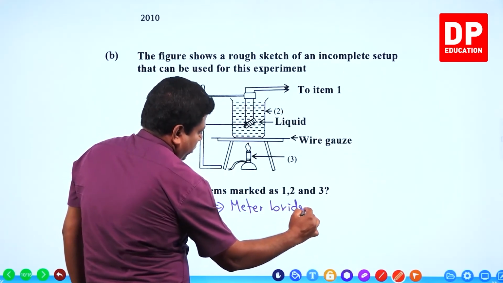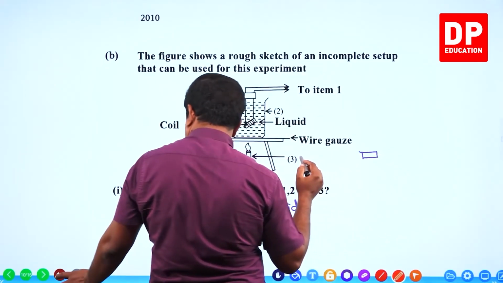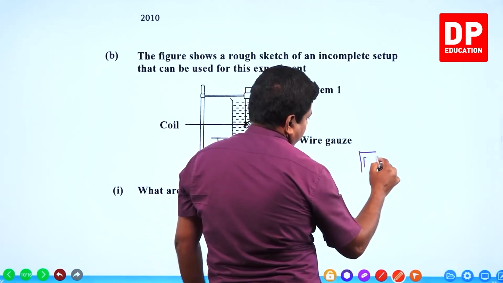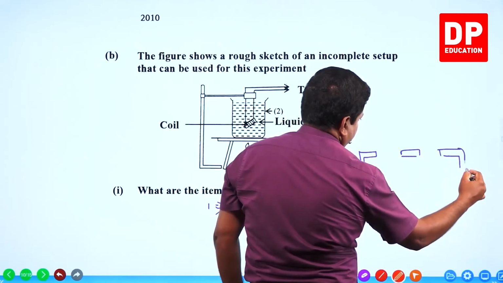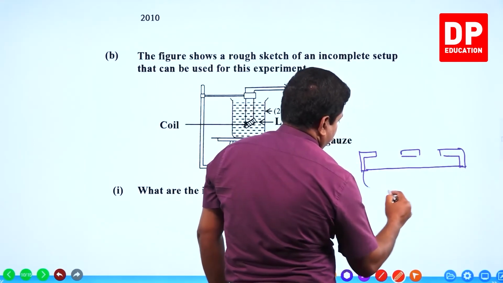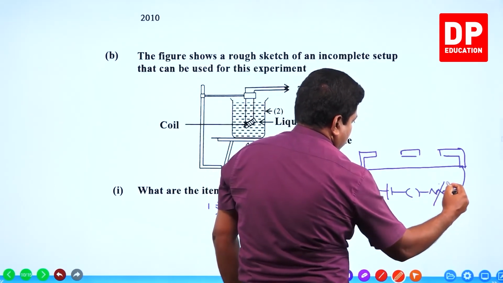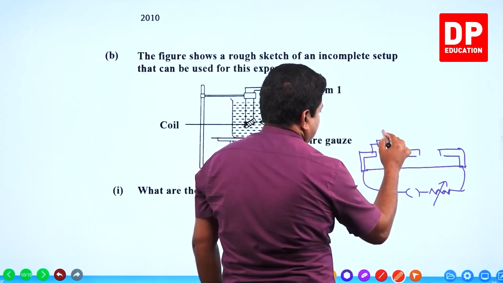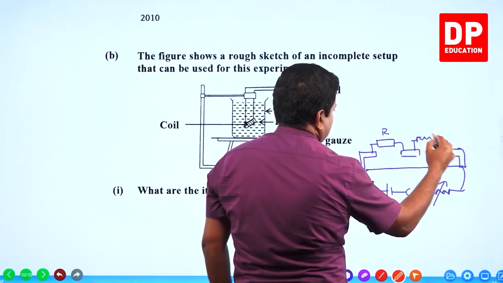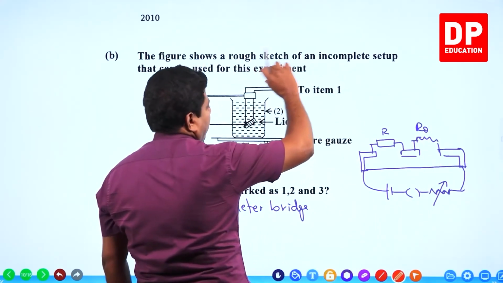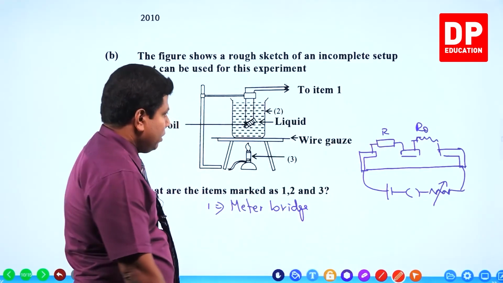Meter bridge. You remember? This is how the meter bridge is going to be. Right. You connect the battery with the switch, and if you want a rheostat also. And then here you have a known resistance. And this is where you are going to connect this R theta. So these two wires should go to this place. Right. So where does it go to? It goes to the Wheatstone bridge or meter bridge.